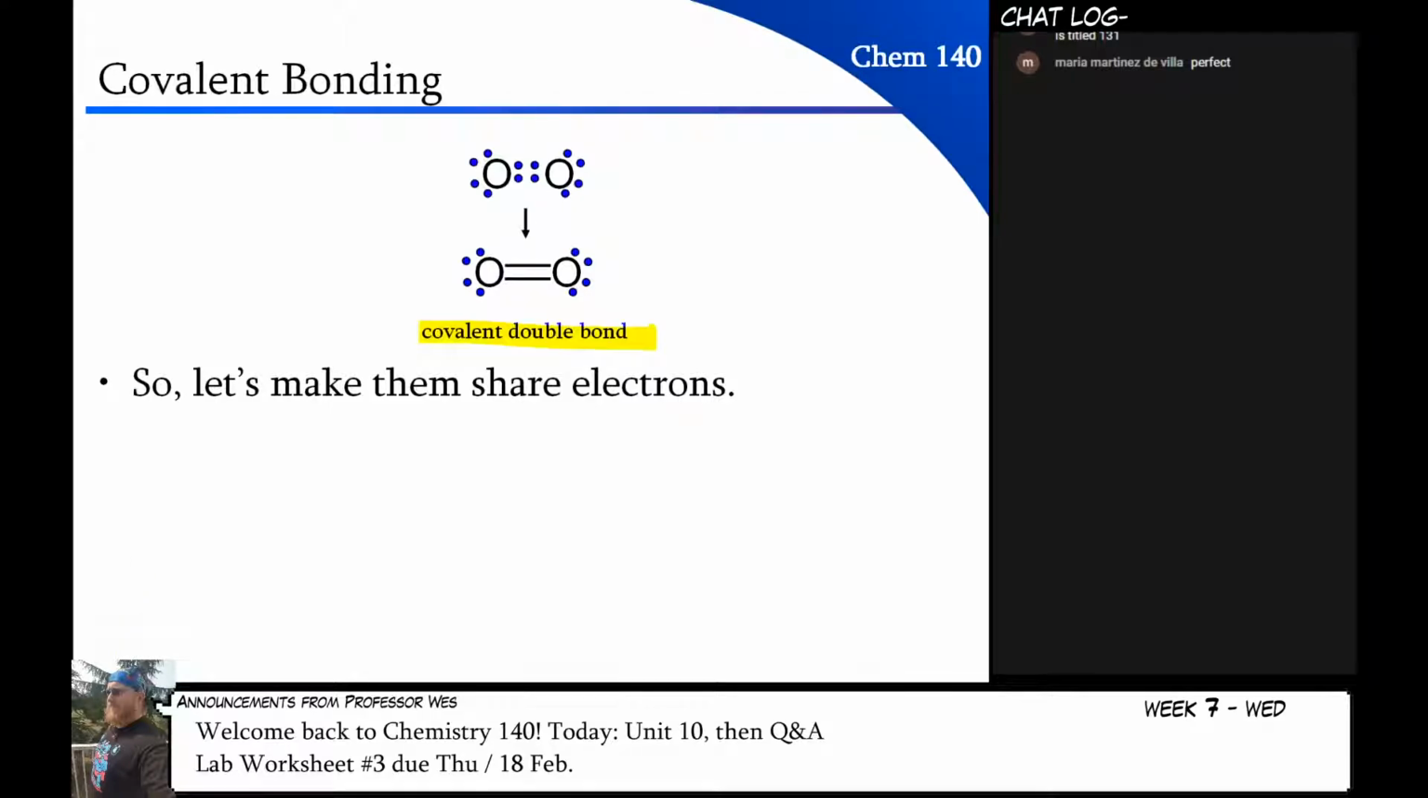So if I'm checking the octet here, same rules apply. So, oops, I don't want to use yellow as my marker. It's impossible to see. So I circle this. 1, 2, 3, 4. Align this 2 and align this 2. So that's 8 electrons around my oxygen. So I've satisfied the octet rule.